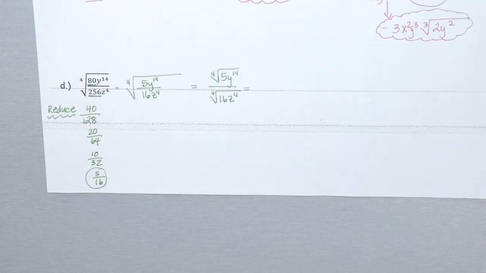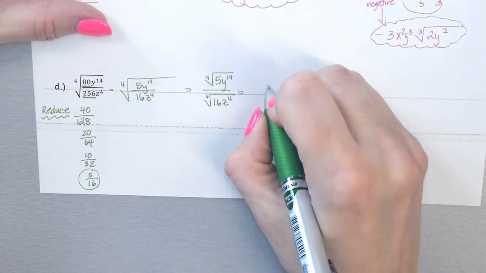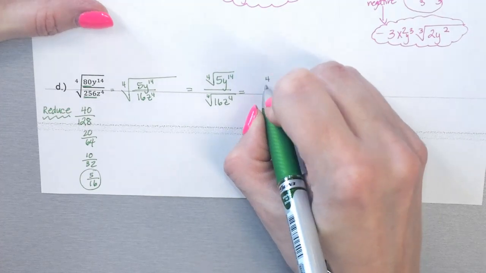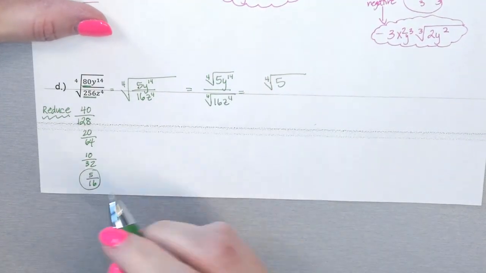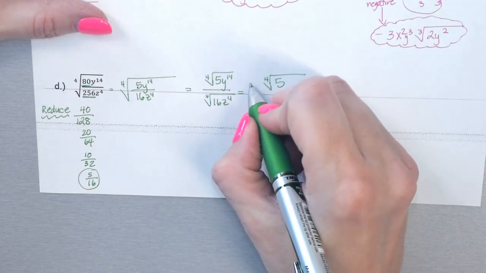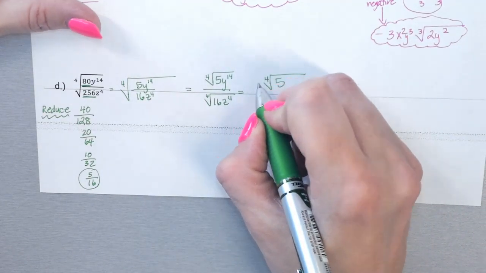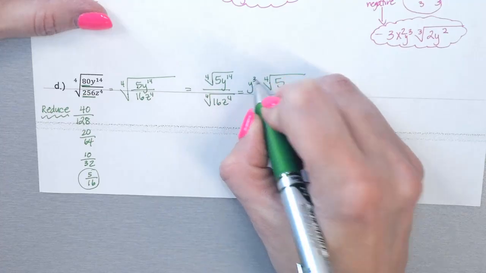when you are simplifying in the numerator, okay, 5 is just going to stay there. So you have the 4th root of 5, and then 4 goes into 14. How many times? 3 times. How many left over?